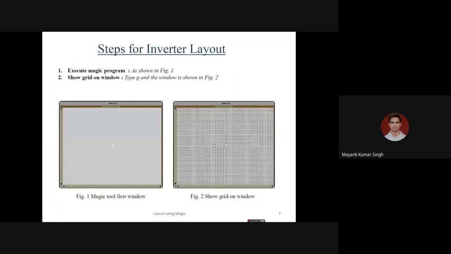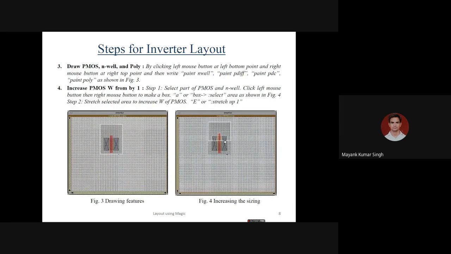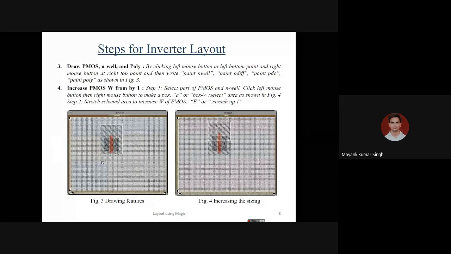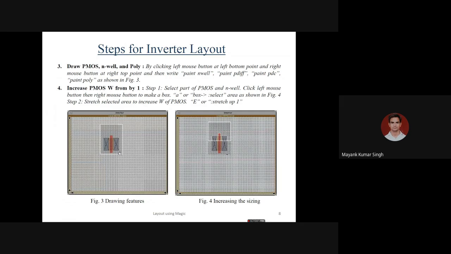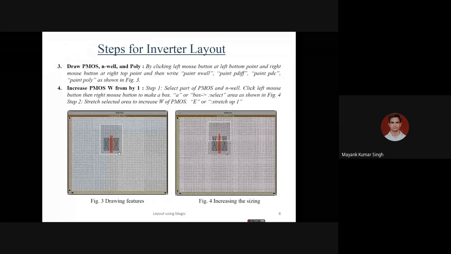The minimum size will be the lambda. If we want our MOSFET to be 2 lambda or 3 lambda, then we just have to take 2 boxes or 3 boxes like that. We will show you how to select these things. The second step is how to draw PMOS, NWL and poly. To select, we left click at one corner of the box and right click at the other corner of the different box. Then it will select the complete box from here to here. Multiple boxes can be selected by clicking left and right sequentially.